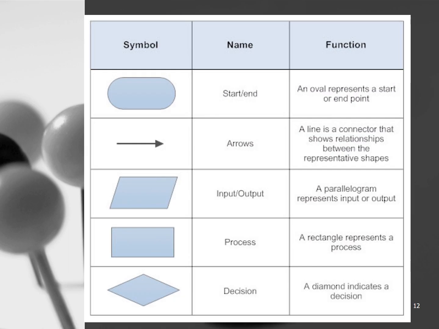On the other hand, these are the basic symbols used for a process map. We have the start or end symbol, arrow symbol, input-output symbol, process symbol, and the decision symbol. The decision symbol is a milestone symbol. Here, a diamond indicates that a decision has been made. So please use these symbols to illustrate the process map and the cross-functional map for the group project.